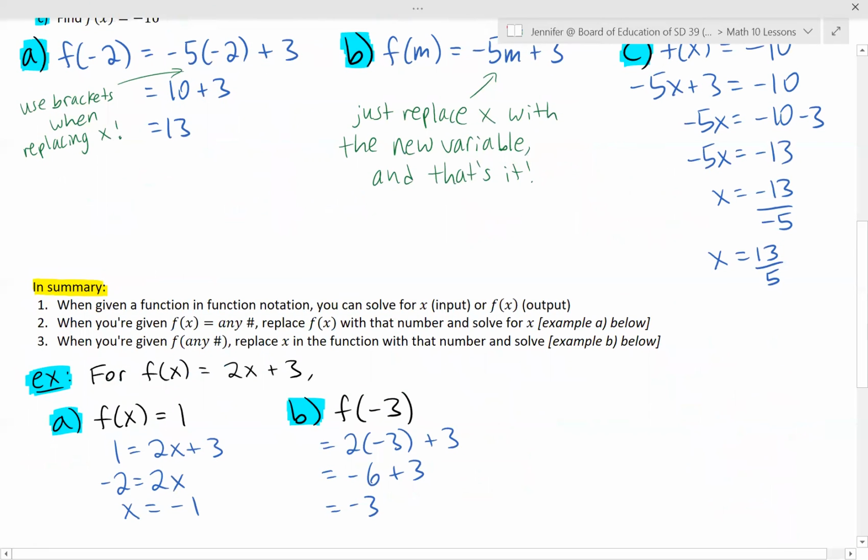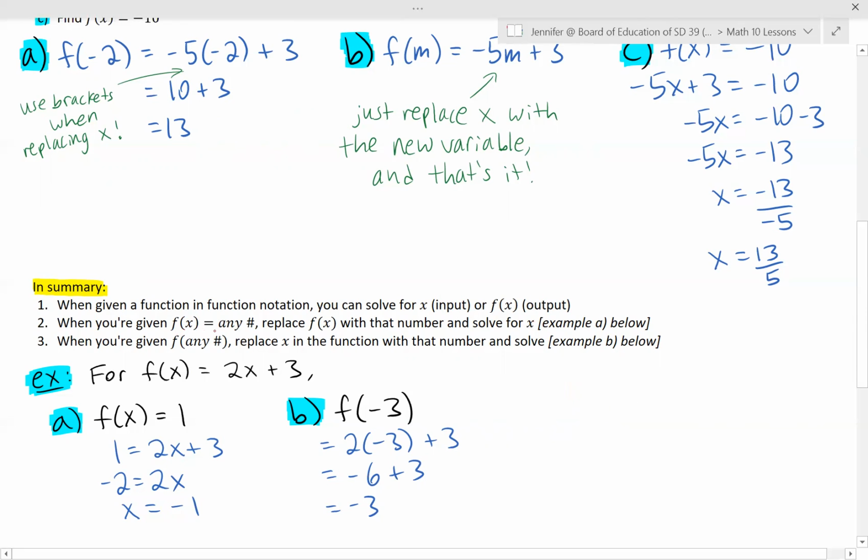So in summary, when you're given a function in function notation, you can solve for either x or f of x, where x is the input and f of x is the output. And you can remember that because if you have this here, x is inside the f. You're subbing in x to this function and you're getting a certain value from it. So x is the input and f of x is the output.